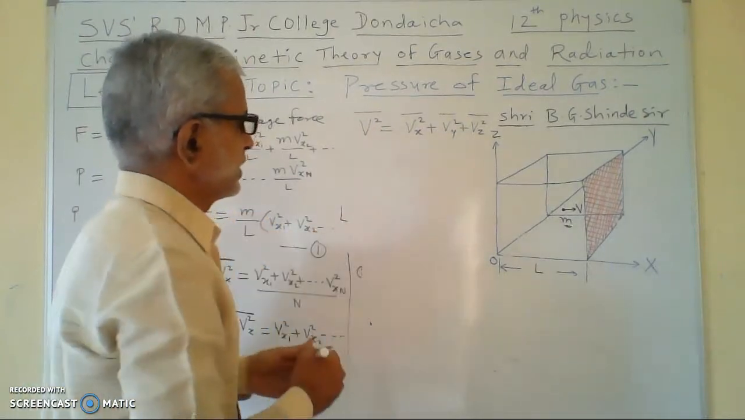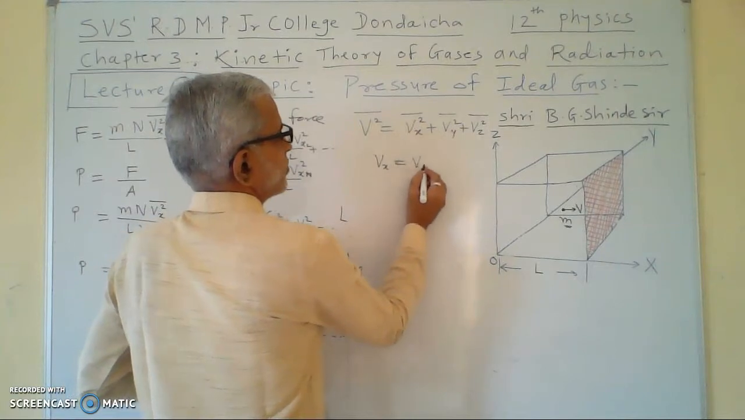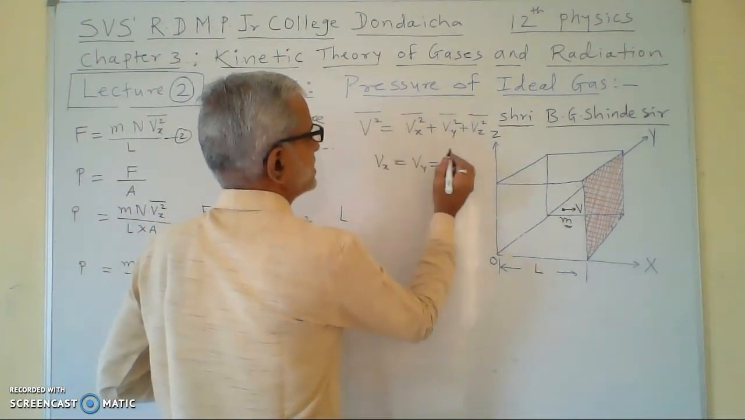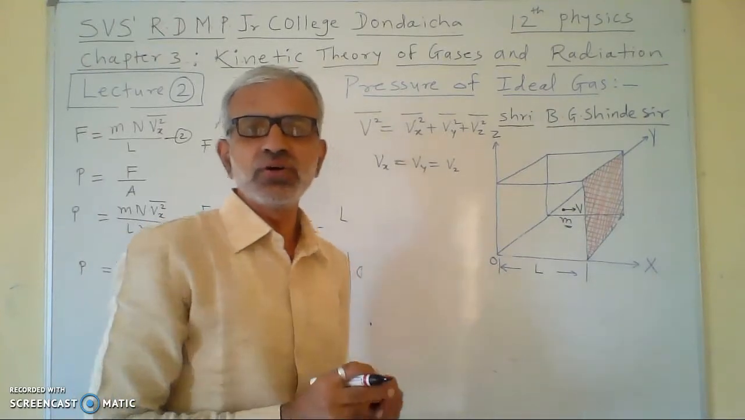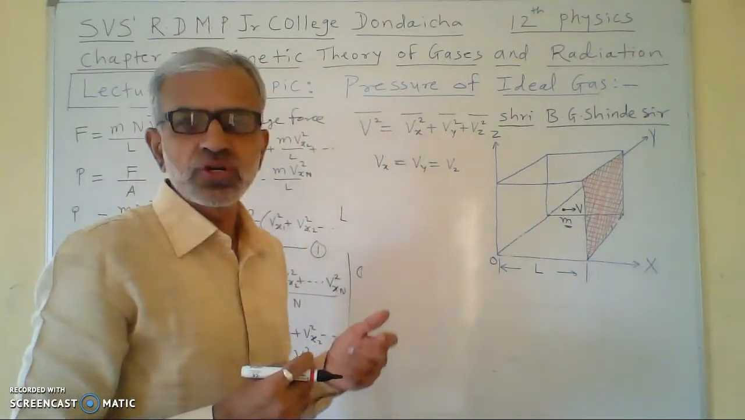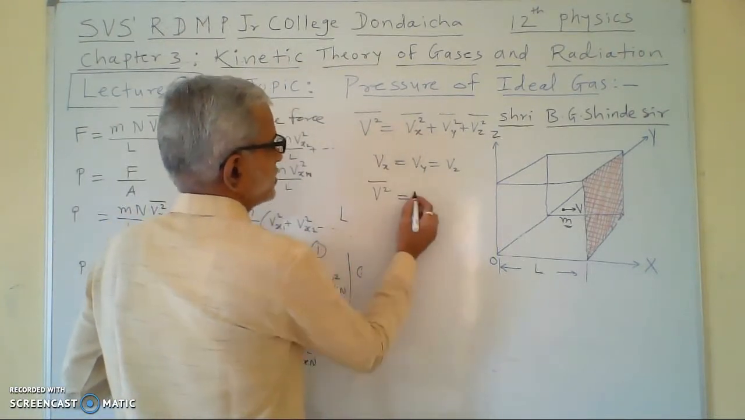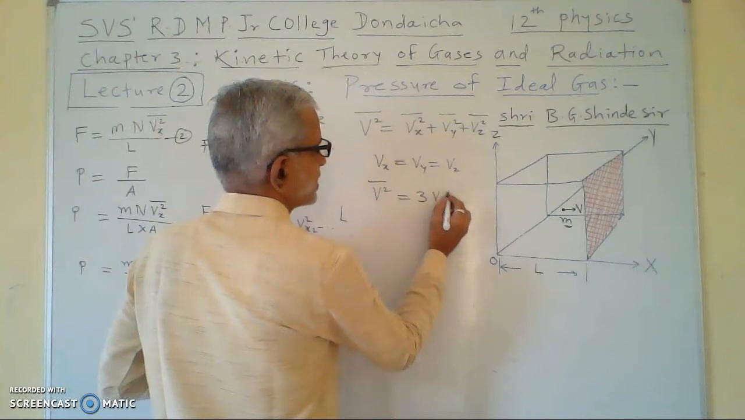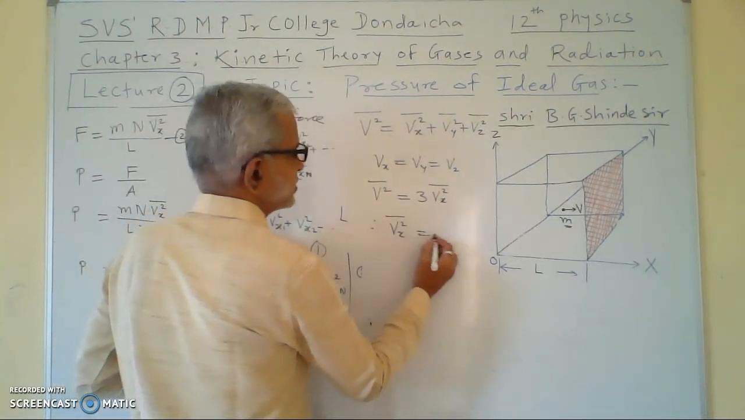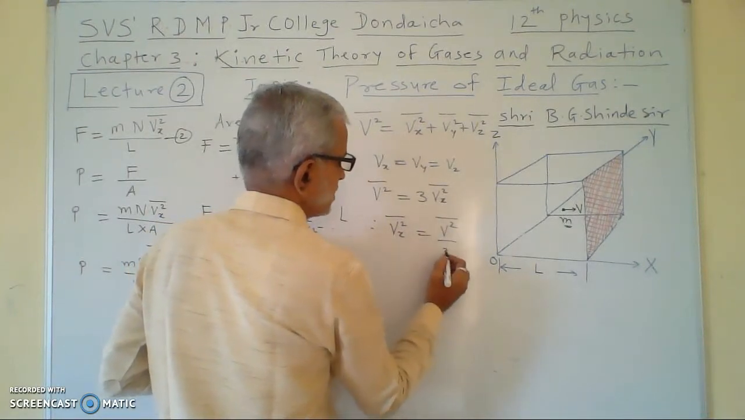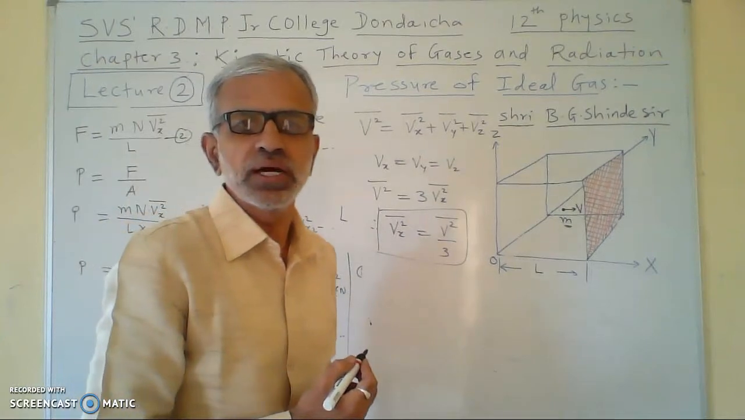Now also it is found in the figure that Vx is equal to Vy is equal to Vz. It means all the velocities are the same because of the symmetry of the figure, and also the gas molecules are of the same size. And so we can write V square bar is equal to 3 Vx square bar, and therefore Vx square bar is equal to V square bar upon 3.